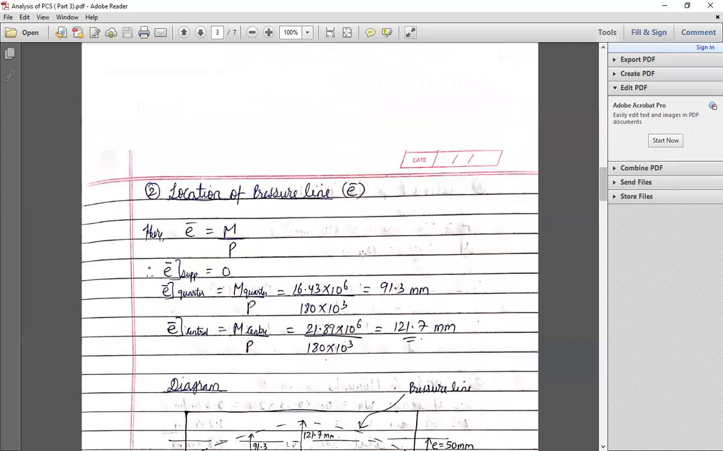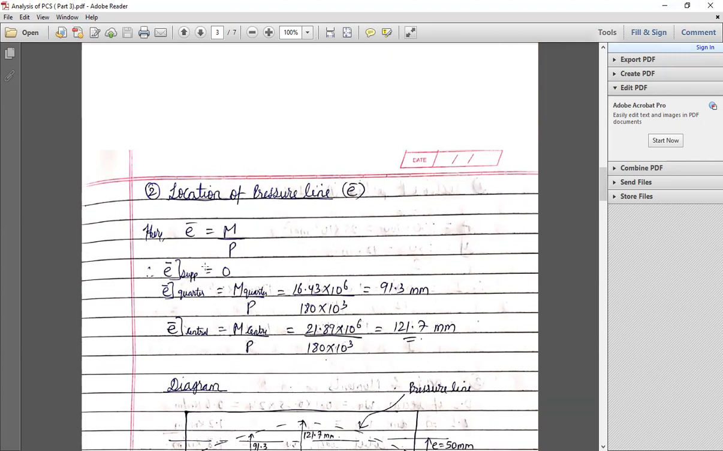So here the location of the pressure line is given by the equation e is equal to M by P, where M is the bending moment. Now what will the eccentricity be at the support, where bending moment is 0? So position is 0. And then the second position, at the quarter span, is the bending moment at the quarter span upon the pre-stressing force. It is 91.3. And at the central span the position is given by M by P, that means moment at the center upon P. So moment at the center upon P is 121.